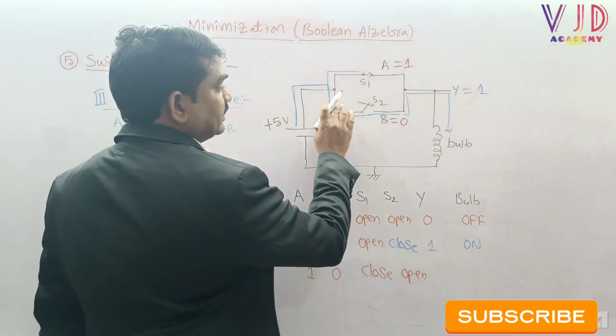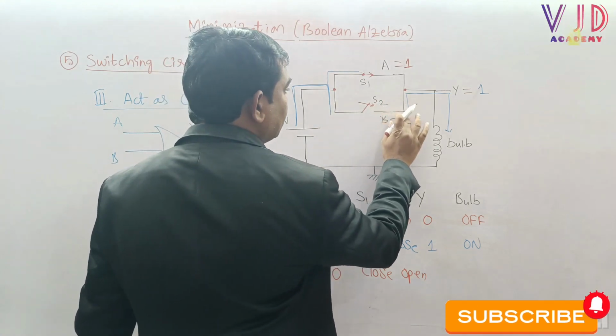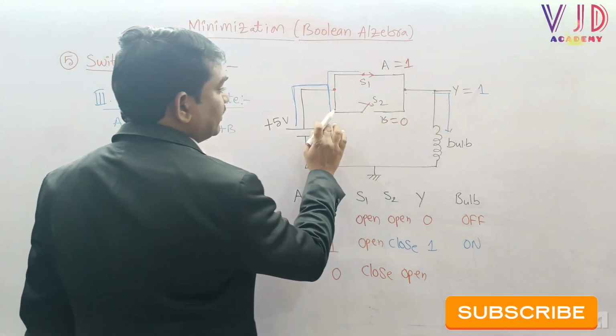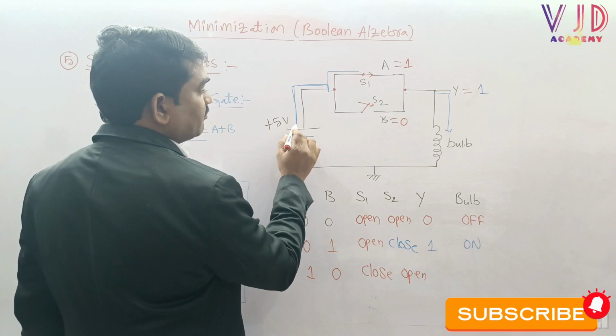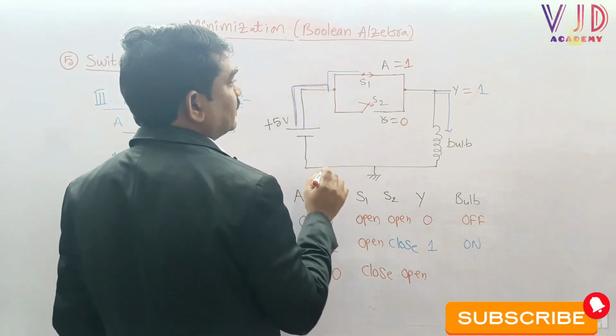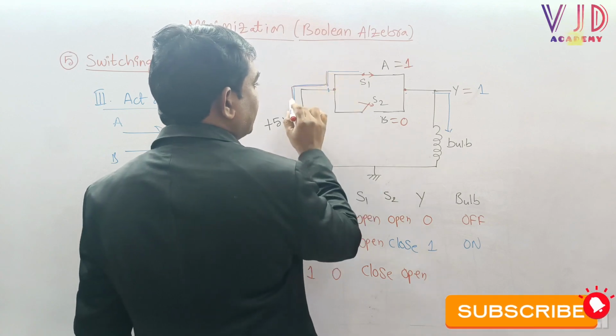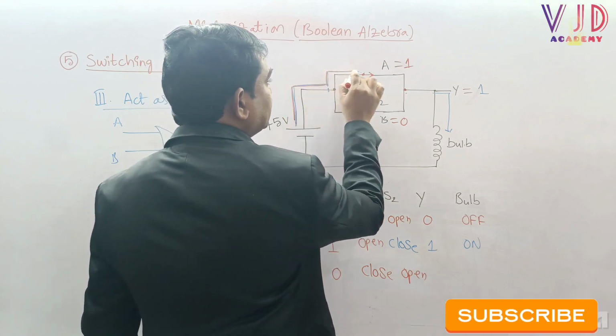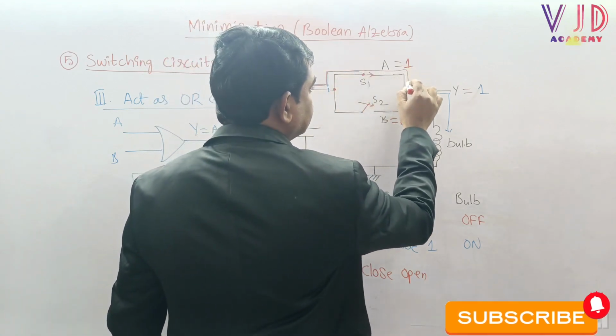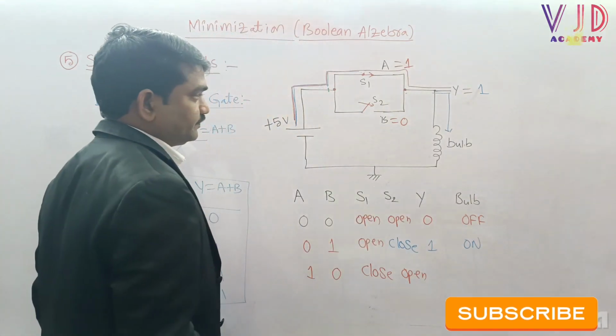And now the moment when we apply A equal to 1, sir, can we say that the 5 volts power supply is going through S1 towards output Y? Yes sir. The 5 volts power supply is passing through S1 and reaching output Y, we can say.